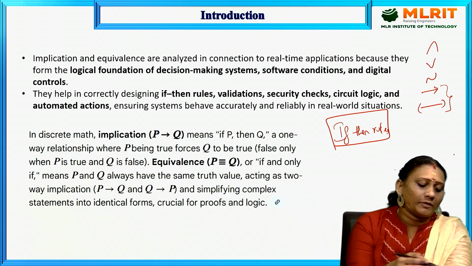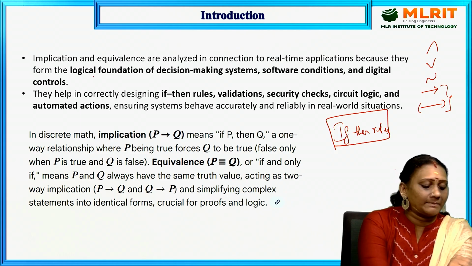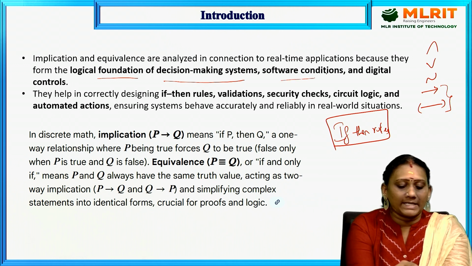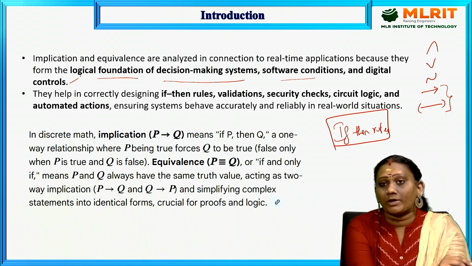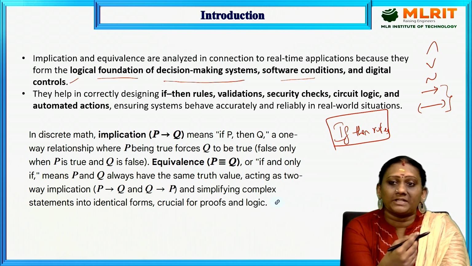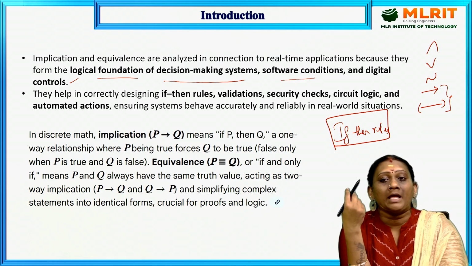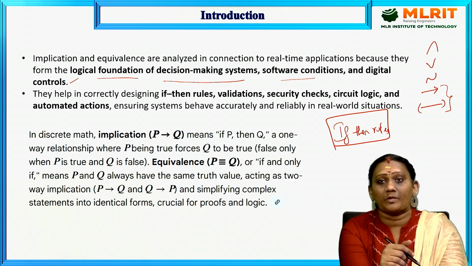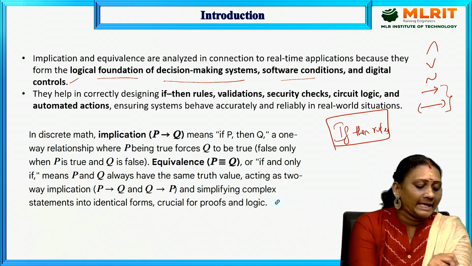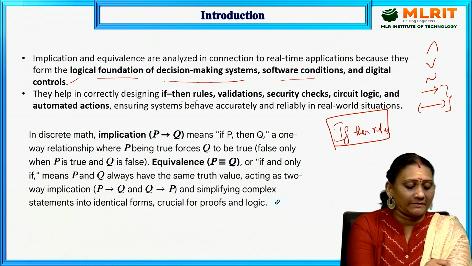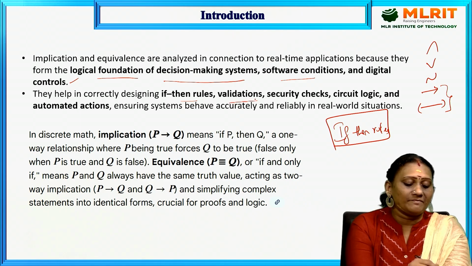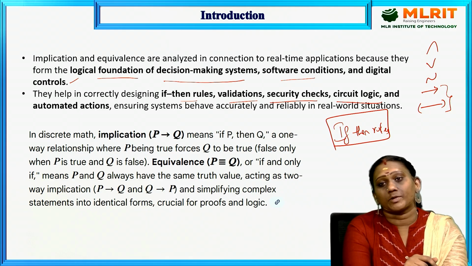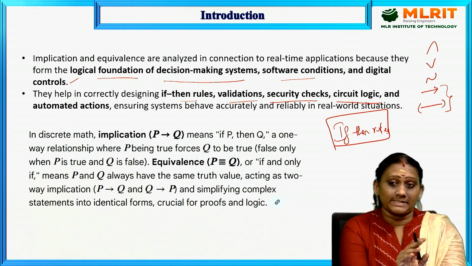This is the logical foundation for decision-making systems, software conditions and digital controls. When we want to manufacture such programs and write logic for them, these if-then rules are useful. They help in correctly designing if-then rules, making validations, security checks and circuit logic. So this is why we are supposed to learn equivalence and implication.